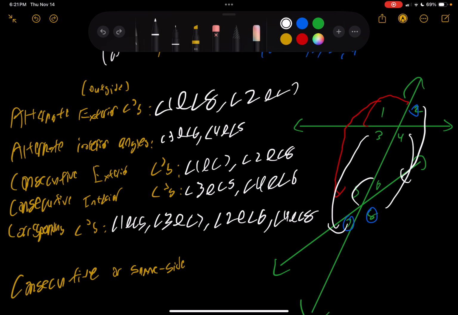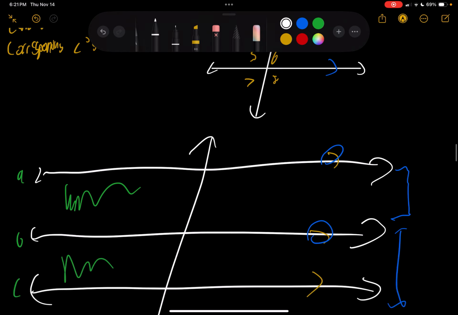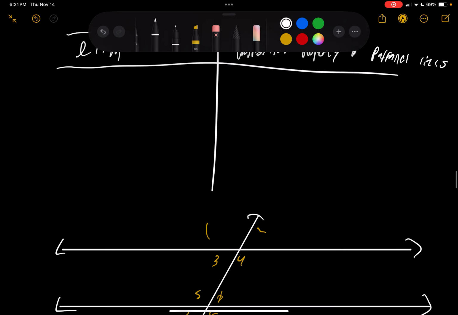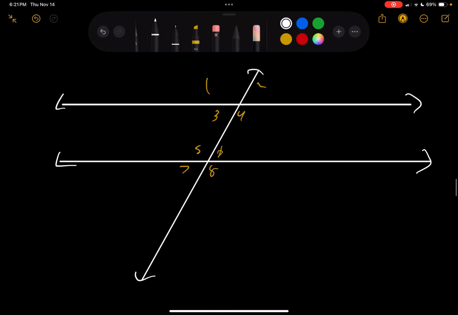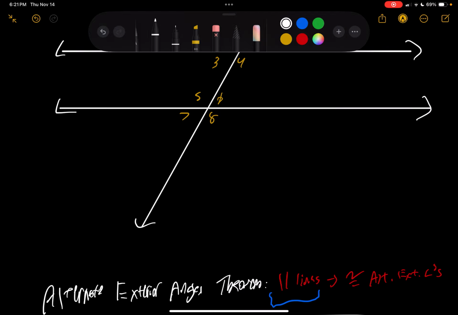So these are the angle pairs we created: alternate exterior, alternate interior, consecutive exterior, consecutive interior, and corresponding. And that's it.